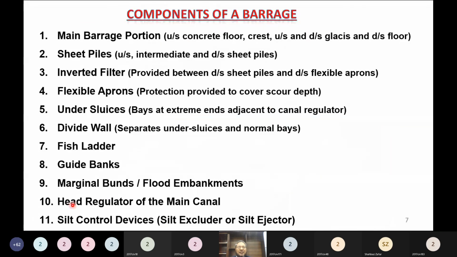The next is the head regulator of the main canal, from where the water is discharged into the canals. Then the silt control devices, maybe silt excluder and silt ejector. So these we will discuss in the next chapter, silt control in the canals. So today we want to stop here.